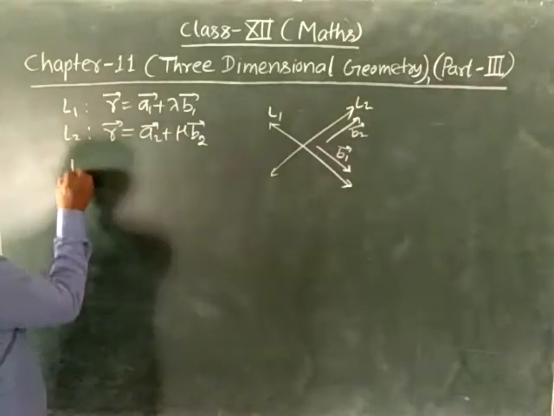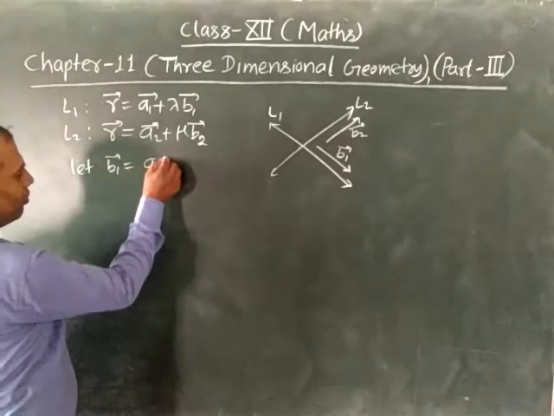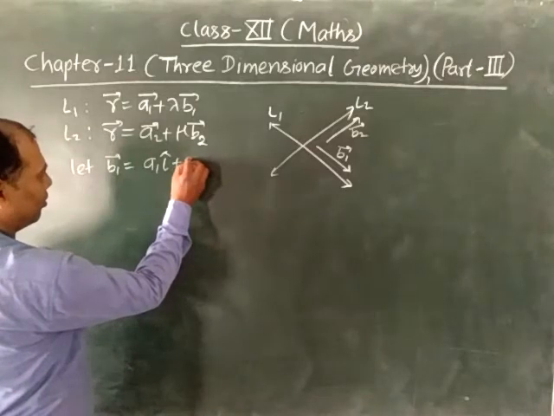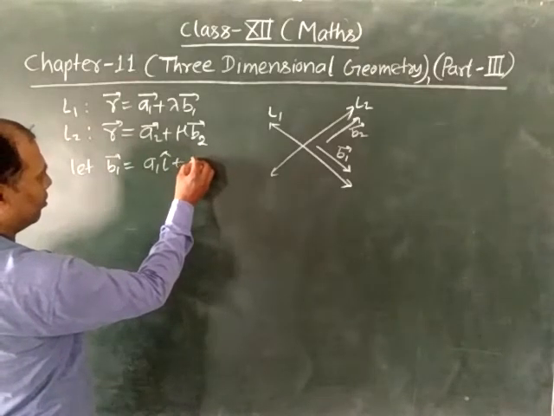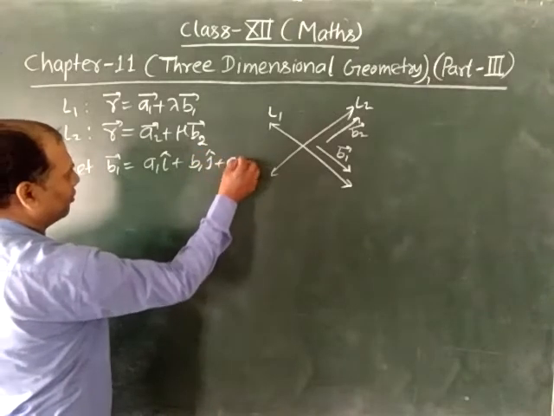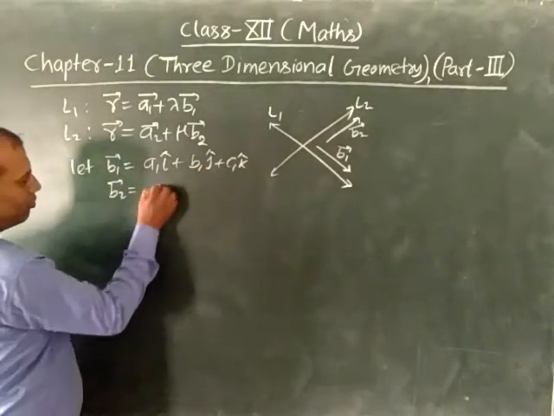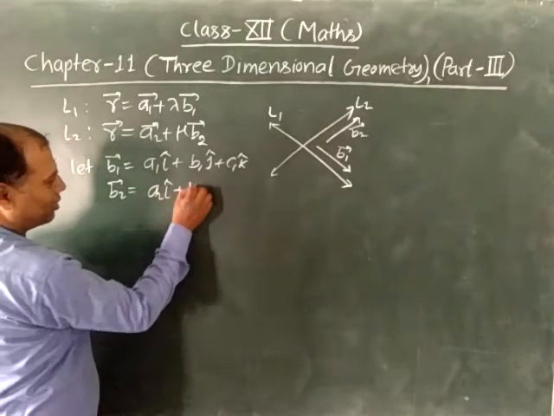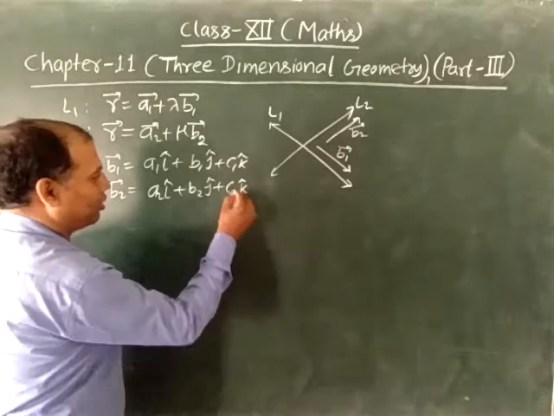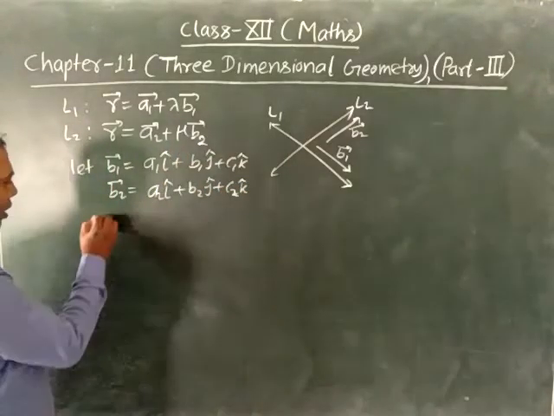Consider their component form. Let vector b1 equal to a1 i plus b1 j plus c1 k, and vector b2 equal to a2 i plus b2 j plus c2 k. These are the component forms of the vectors b1 and b2.